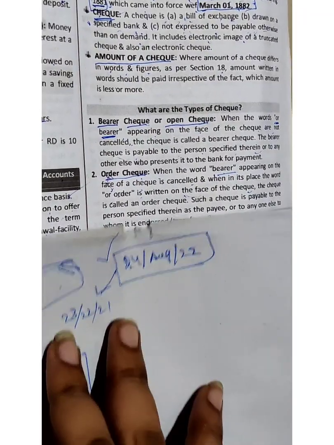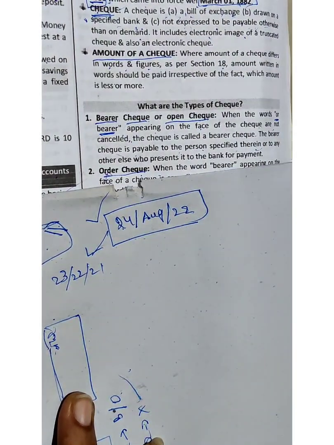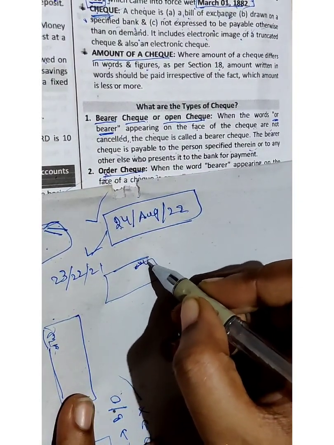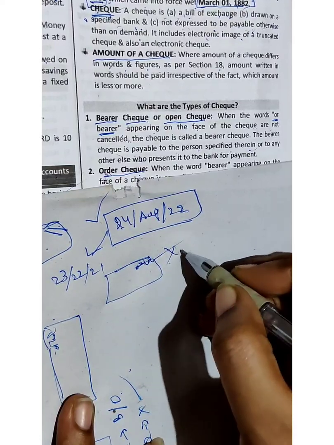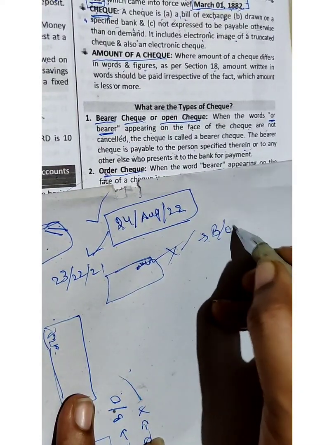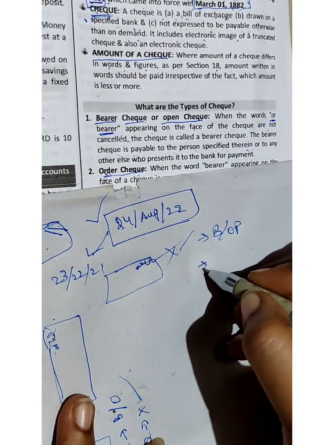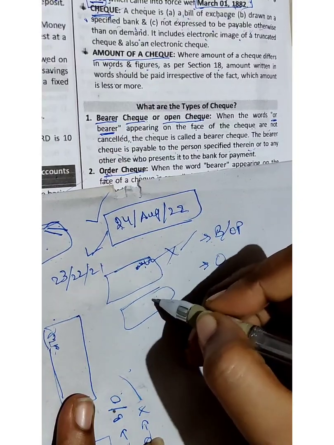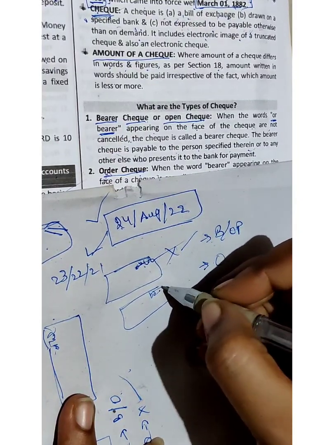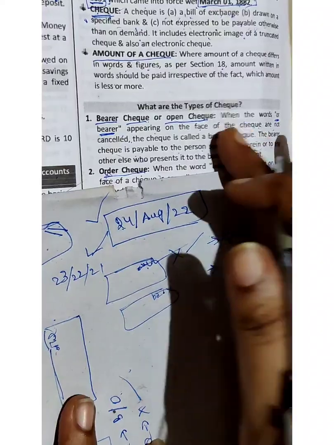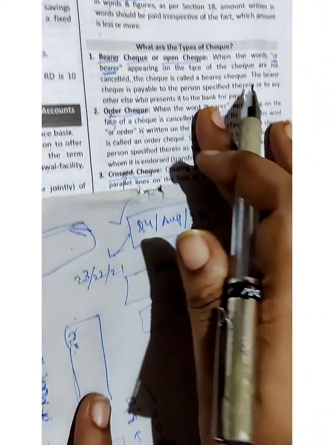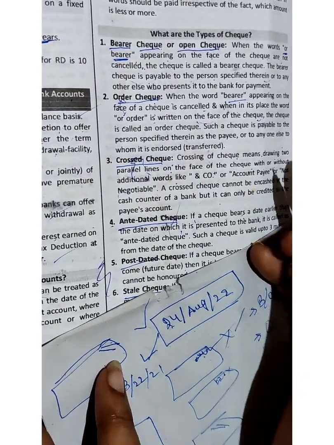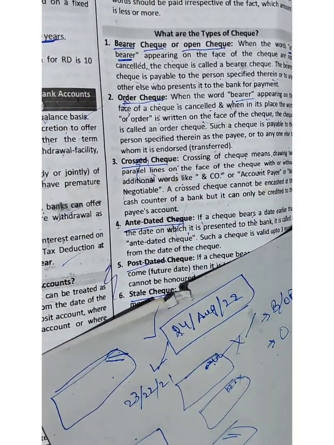Next one was, what are the different types of check? It's the bearer check or open check, which means if the word bearer on the face of the check is not cancelled, the check is called a bearer check or open check. And the next one was the order check. In this case the word bearer is cancelled and in place of bearer, order is placed, so that's why it is an order check. And next one was the crossed check.